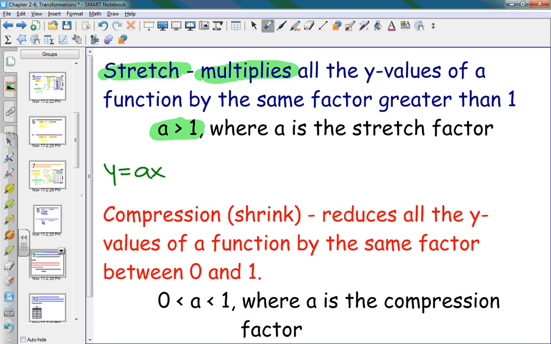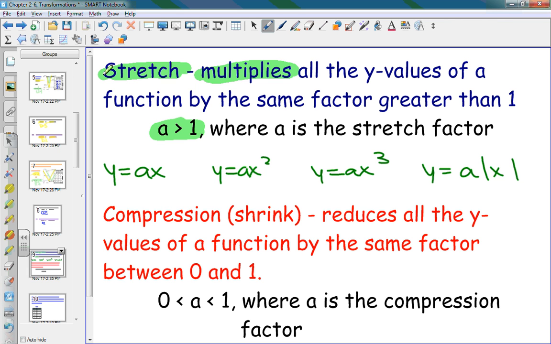y is equal to ax. y is equal to ax squared. y is equal to ax cubed. y is equal to a times the absolute value of x. Those are all stretches if the a value is greater than 1. How would you know if it's greater than 1? You'll see it. What type of numbers are greater than 1? Like 2, 3, 4, 4.5, 5, 36 over 2. Those are all lovely little numbers that are greater than 1.